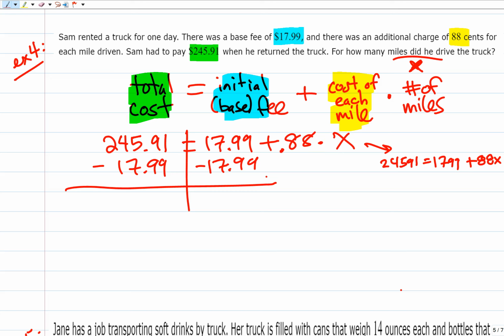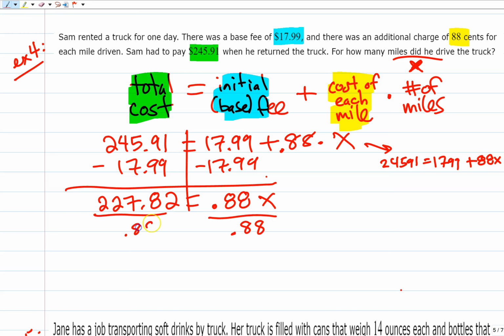Okay? So what is 245.91 minus 17.99? It's equal to. Now how will I undo the multiplying? By. And how many miles did Sam drive? Even? That's awesome.